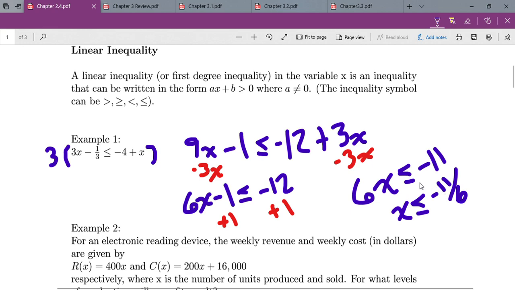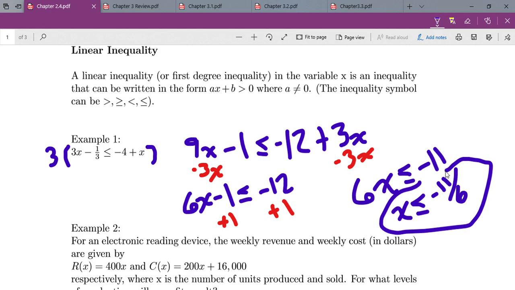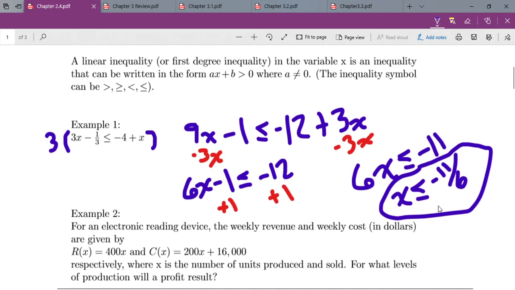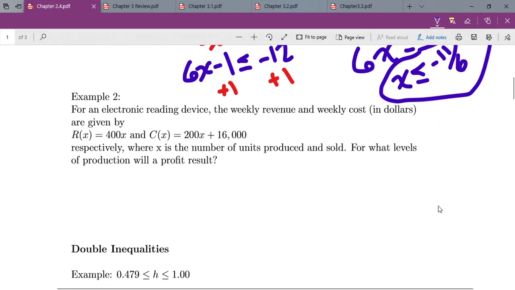So that would be your answer. Okay, and if you didn't use the little trick here and multiply by 3 to get rid of this fraction, you still should have come up with the answer x is less than or equal to negative 11 over 6. Alright, let's move on to example 2.